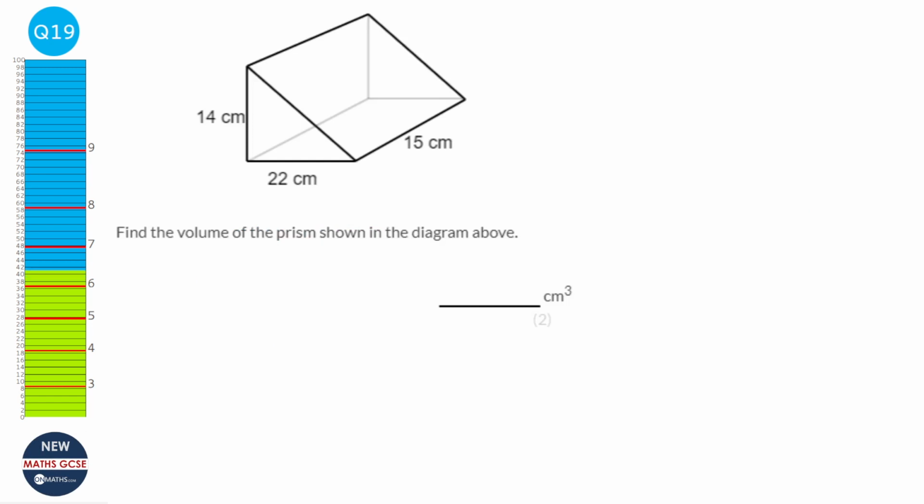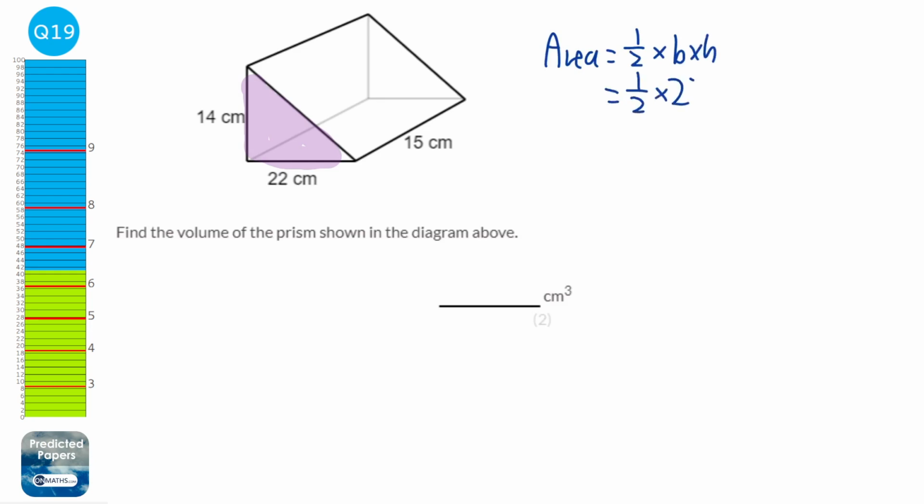To work out the area of this prism, we need to first of all work out the area of the cross section, which is this part here. So this triangle here. So to do that, I'm going to do half times base times height. So it's going to be half times the base, which is 22, times the height, which is 14. That gives us 154.